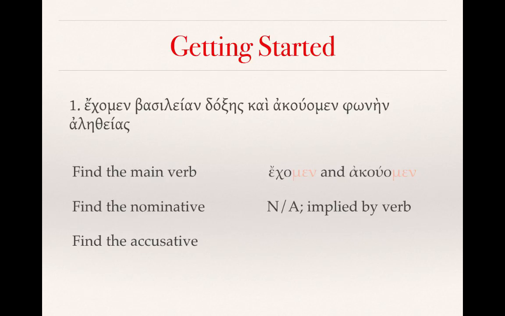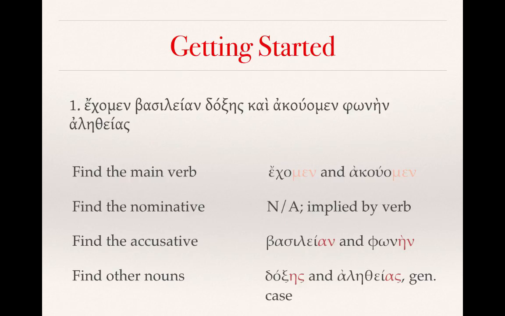Next, we want to see what the accusative is. And if we're looking at this sentence, I see two accusatives, basilean and phonen. And you can see I've marked those endings, on and ain, that we just talked about in those charts. And then we would discuss the other nouns in the sentence that need translation. And both of these are in the genitive case, doxes and aletheas. And in this case, we would most likely translate these "of glory" and "of truth".